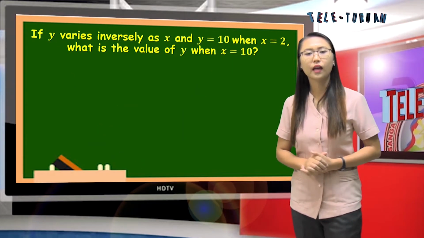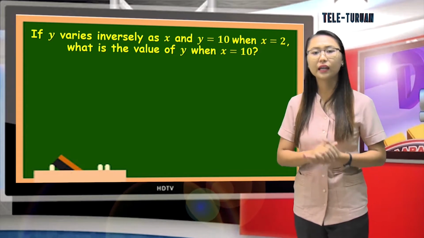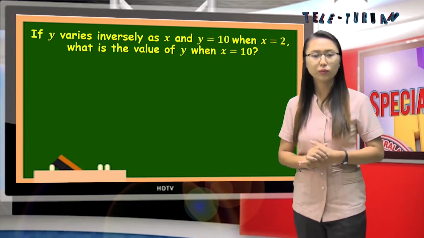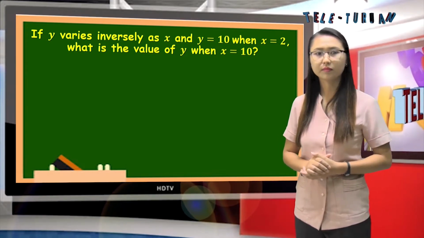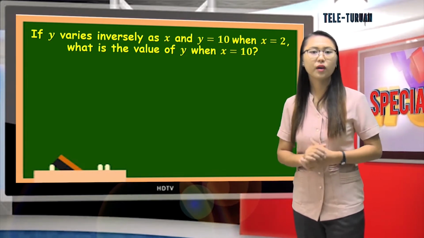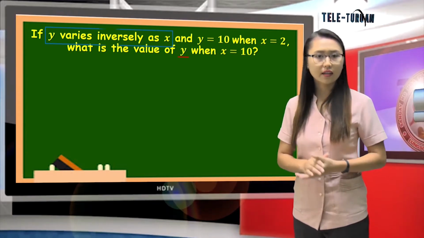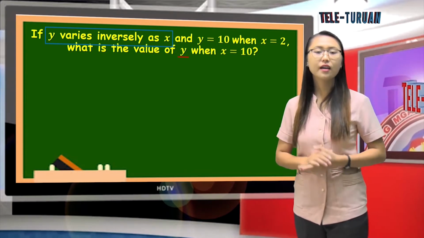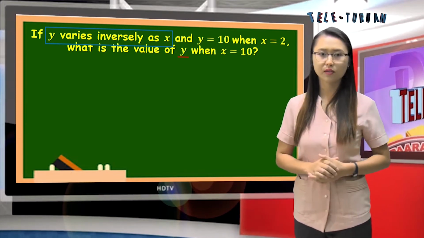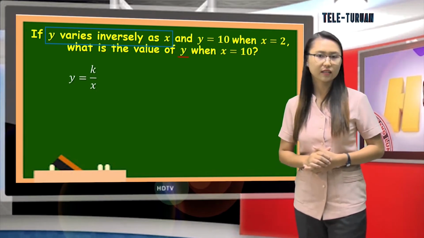Another example: if y varies inversely as x and y is 10 when x is 2, what is the value of y when x is 10? In this problem, we are asked to solve for the value of y when x is 10. Again, our first step is to translate the statement y varies inversely as x into an equation. So we have y is equal to k over x.